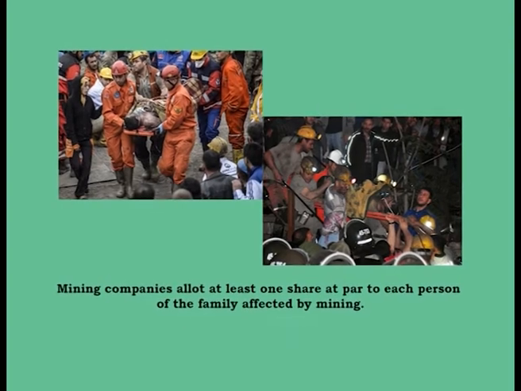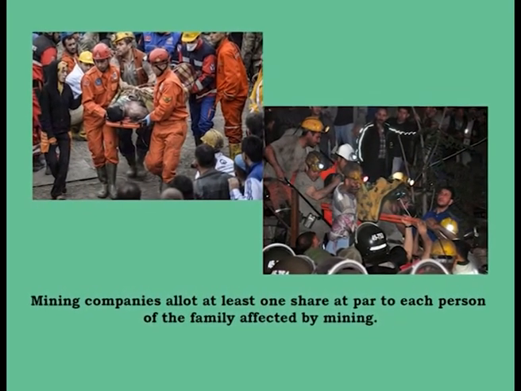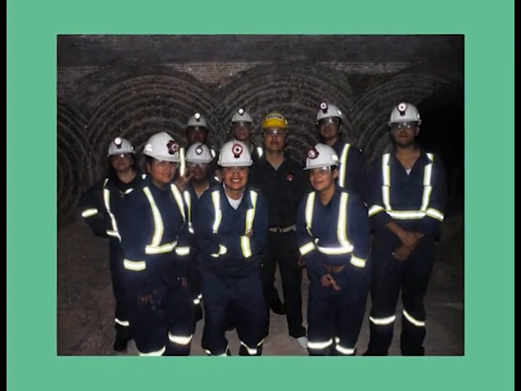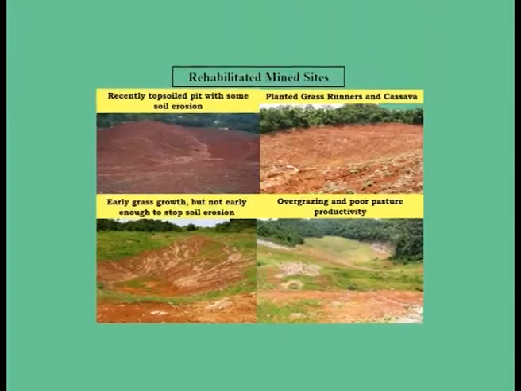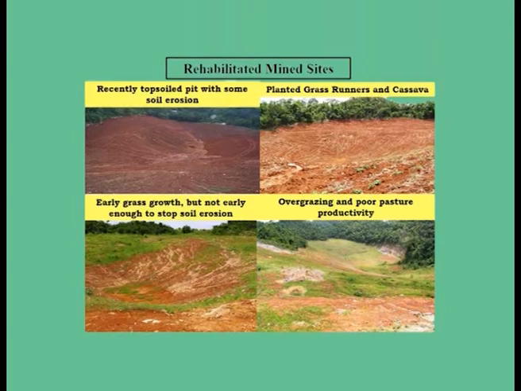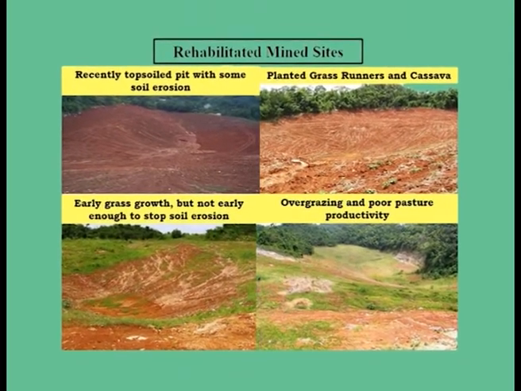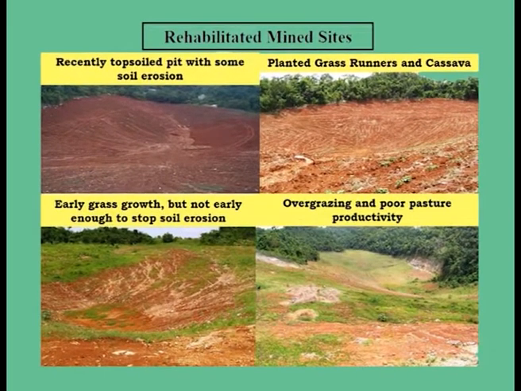Mining companies allot at least one share at par to each person of the family affected by mining. Mining companies provide employment or rather compensation as stipulated under the R&R policy. After mining is complete, mining companies need to pay for damages, if any, to affected persons as part of the mine closure and restoration process.